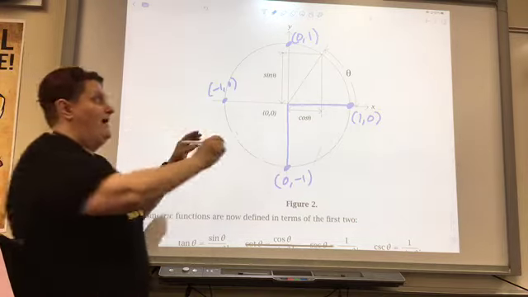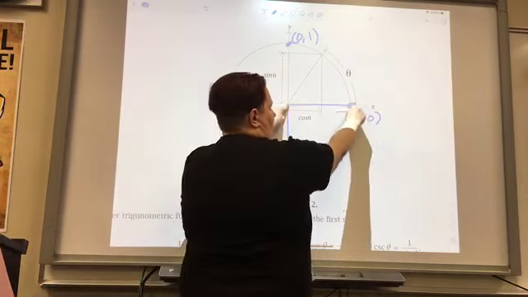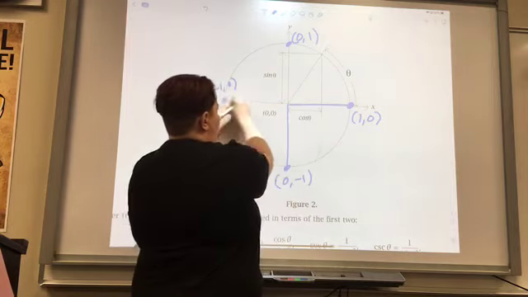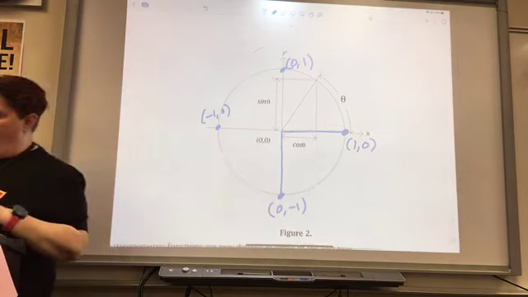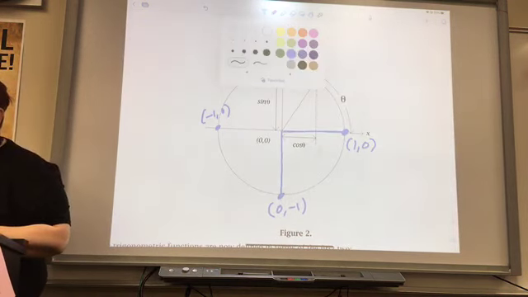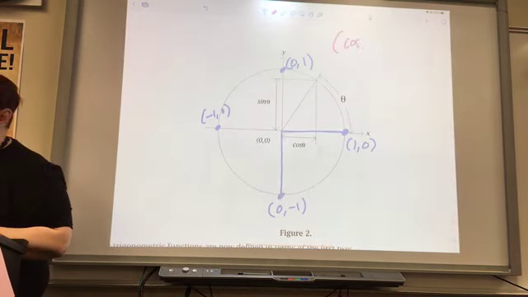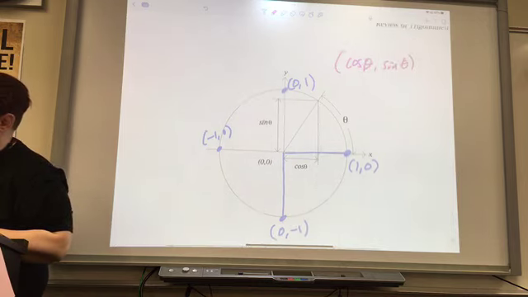So think of this on a graph, and I'm going over 1, up 0, or over 0, up 1. So I always start by drawing that on my unit circle. On the top, because I know cosine is the x and sine is the y, I just write cosine theta, comma, sine theta. And you can write x, y if you need to.